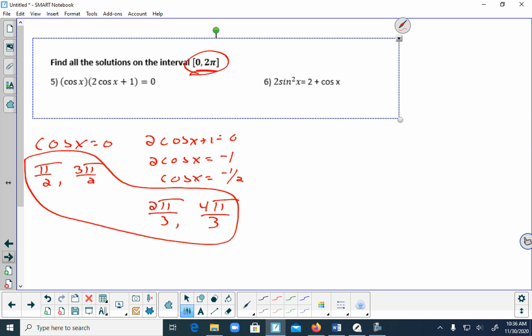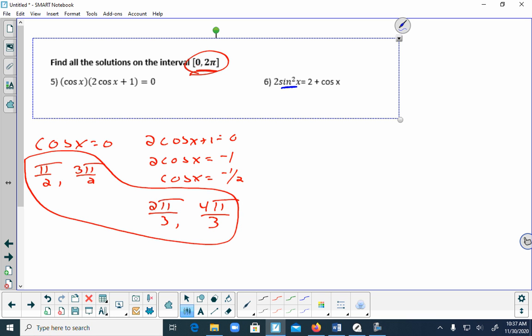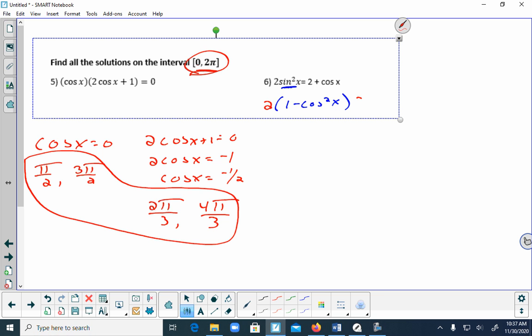So when I look at number 6, I notice that I have two trig functions. I have sine squared and I have cosine x. So in order to solve these, I have to be in one trig function. So the only one that I can change is the one that is squared. So the only one that I can rewrite is this sine squared x. So I'm going to rewrite sine squared x as 1 minus cosine squared x because that's using the Pythagorean identity. Everything else is going to stay the same. So this 2 will stay the same, equal to 2 plus cosine x will stay the same.